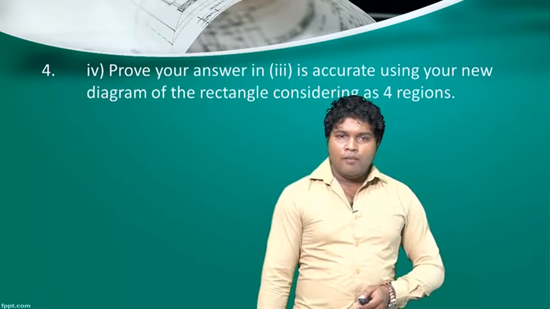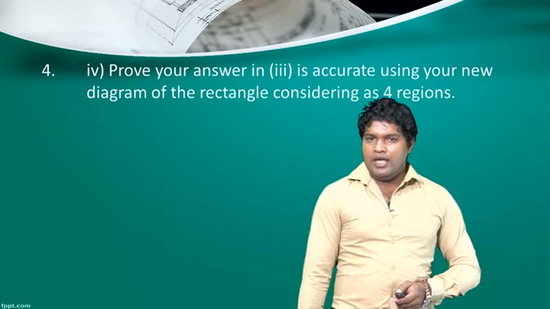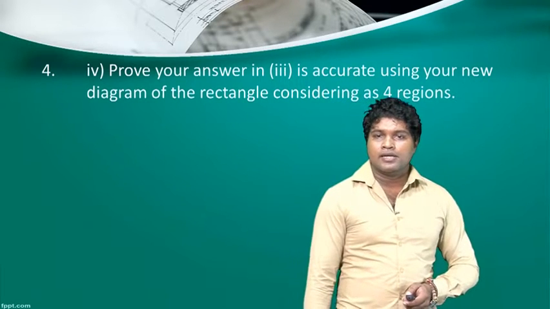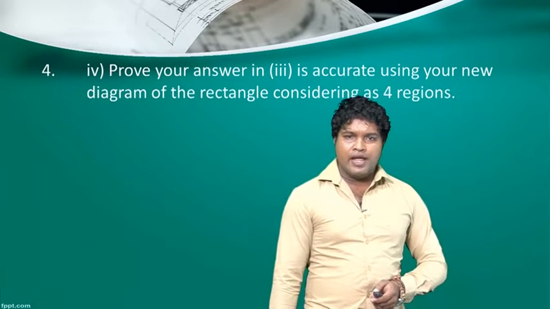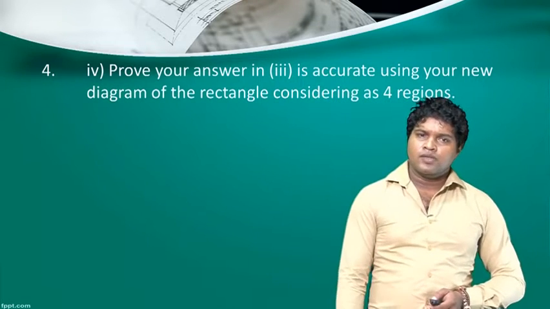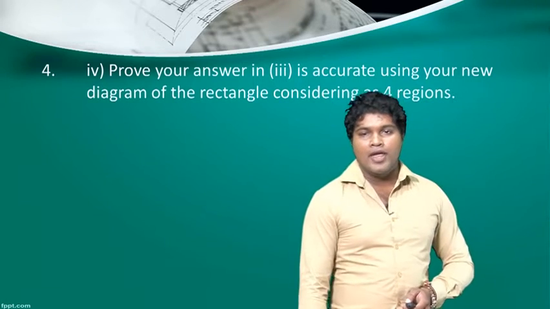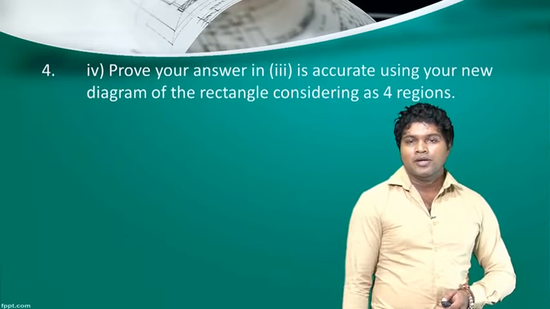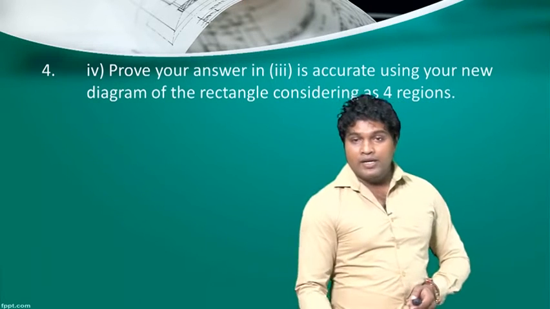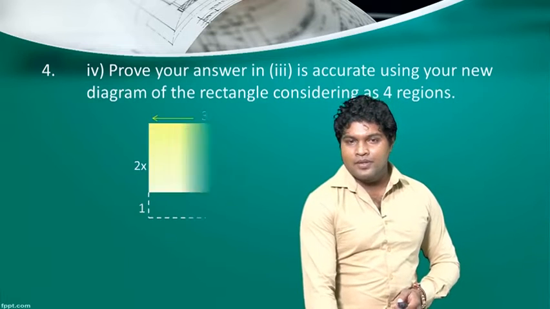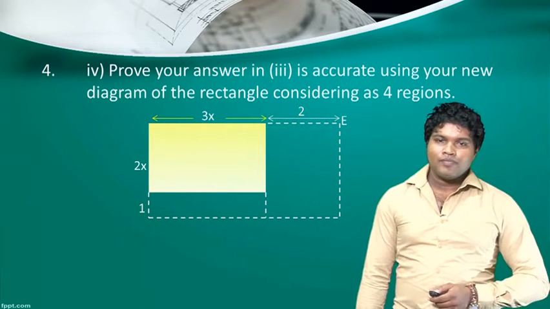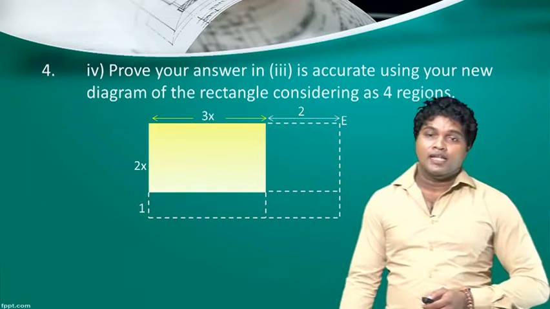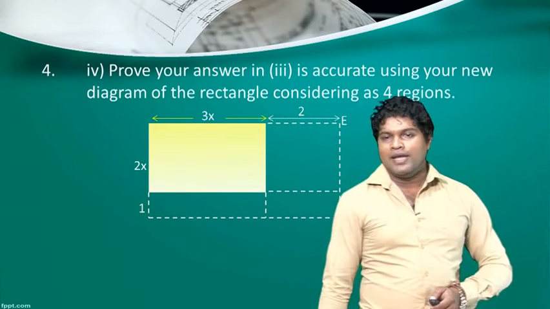Question number 4. Prove your answer in 3 is accurate using your new diagram of the rectangle, considering it as 4 regions. Once again, we have to prove the same thing by using another method. The method is you have to consider 4 regions of the given new rectangle. You can see there are 4 small rectangles inside the rectangle.